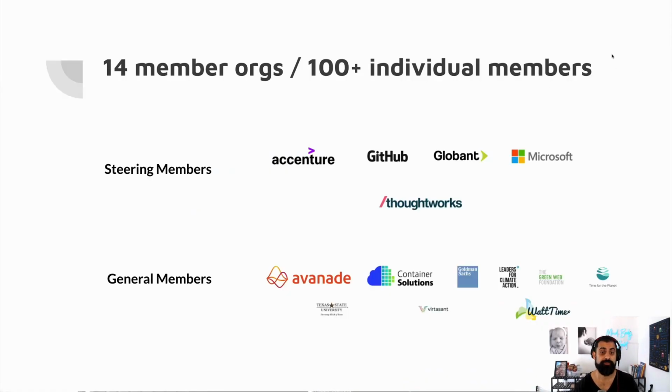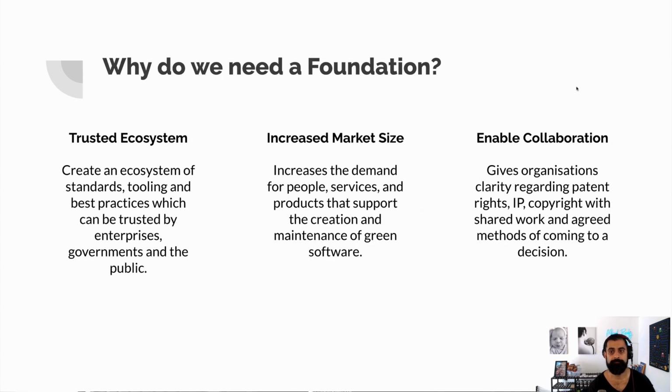Oh, we actually now have 15 member organizations. Oh, this is a little bit old, I apologize. We have 15 member organizations. Entity Data just joined us recently at the steering level. And I think that's it. And we have about 150 individuals taking part in various working groups. So it's all about creating a trusted ecosystem.